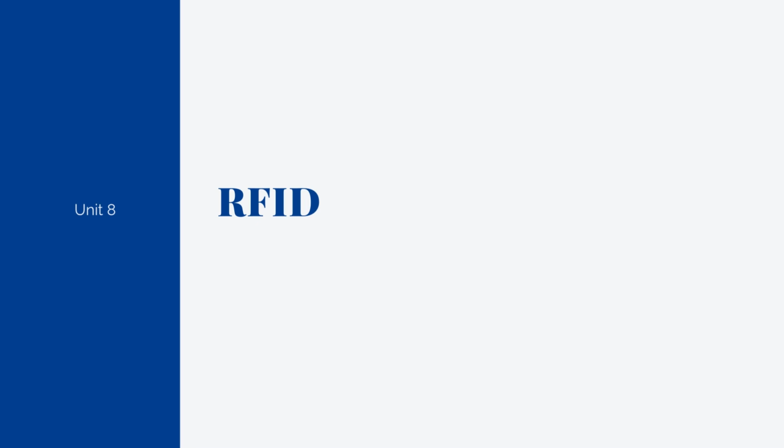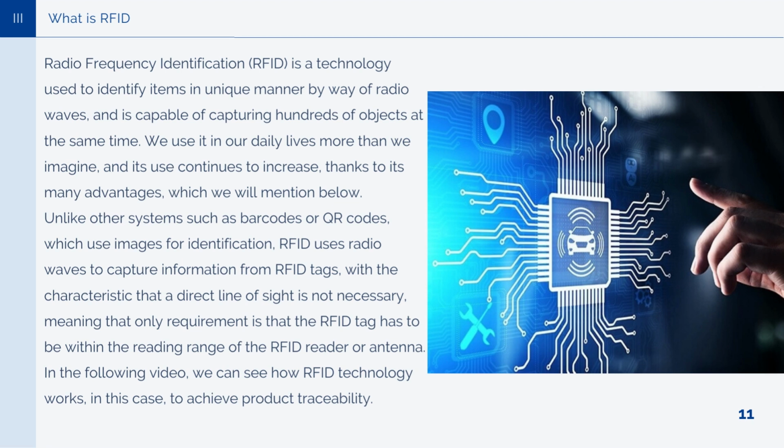In Unit 8, RFID. What is RFID? Radio frequency identification is a technology used to identify items in unique ways by way of radio waves, and is capable of capturing hundreds of objects at the same time. We use it in our daily life more than we imagine, and its use continues to increase thanks to its many advantages, which we will mention below.